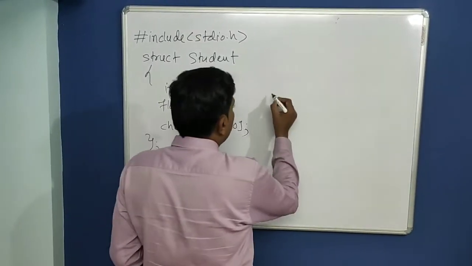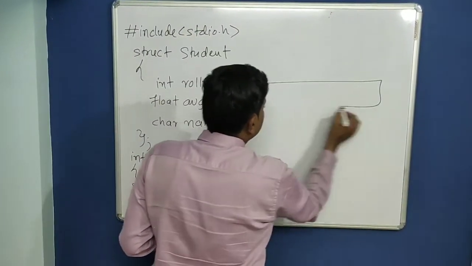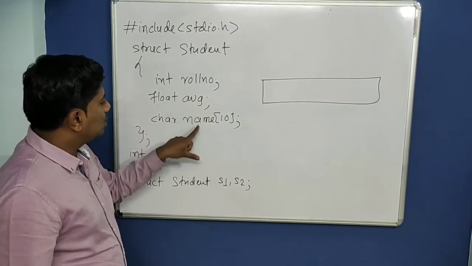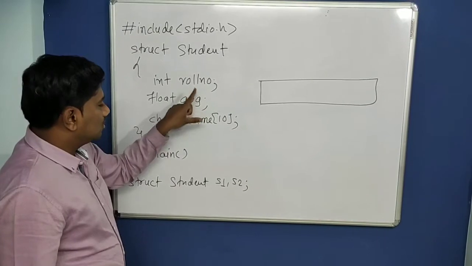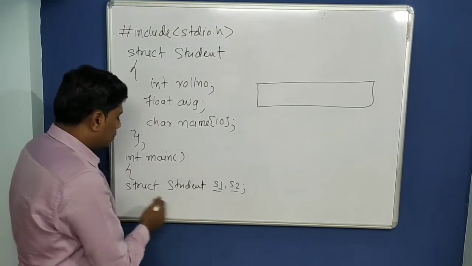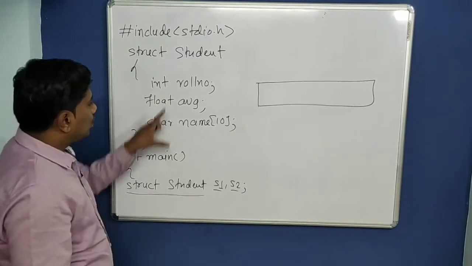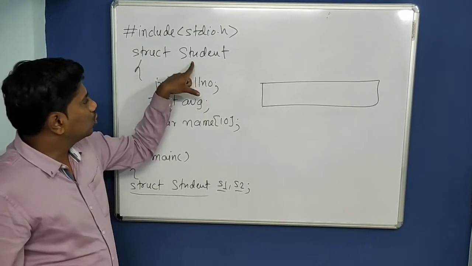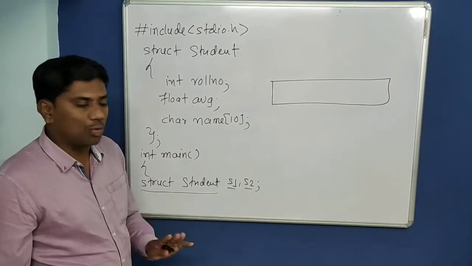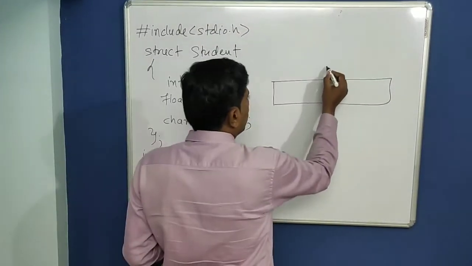So see how memory will be allocated. We have already discussed this. S1 has three members, roll number, average and name, and S2 has three members, roll number, average and name. Why? Because the type of S1 and S2 is the same, that is struct student. Whatever structure members are there in student, they will be applicable for both S1 and S2.